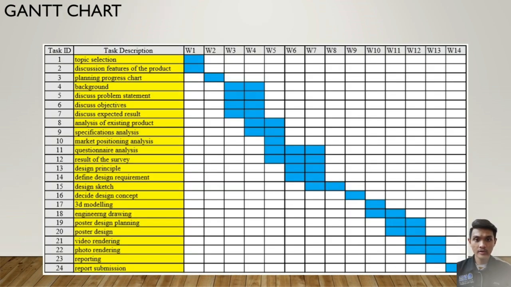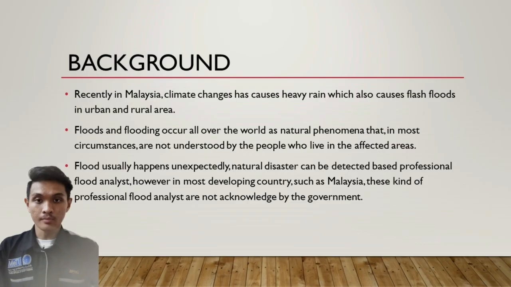And then we have a Gantt chart. Our Gantt chart has 14 weeks and 24 tasks.